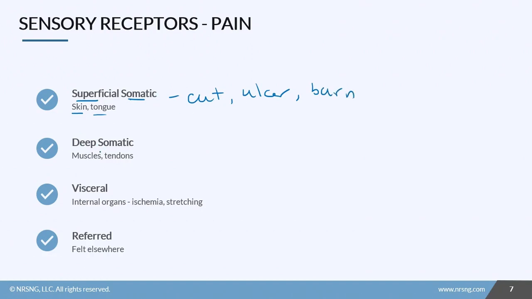Then we have deep somatic, and this is pain that's felt in our muscles and our tendons, possibly also even our ligaments or our bones. And as you can tell, it's deeper and usually a bit more intense than superficial somatic pain. So this might be things like getting a fracture in a bone or possibly even tearing a ligament or a tendon. Now, the next type is visceral.